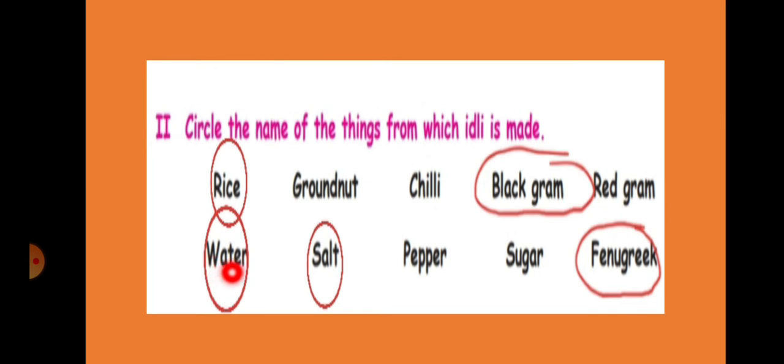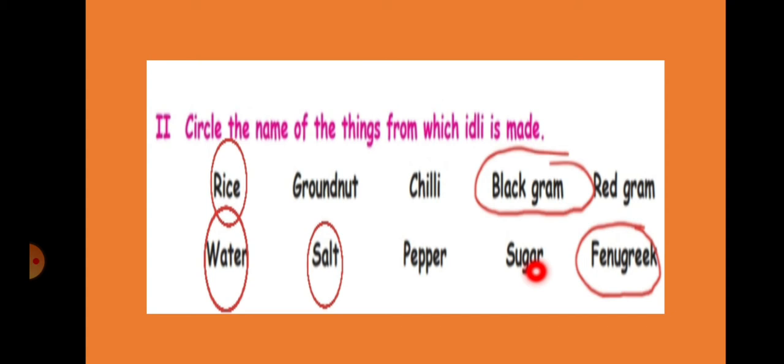Next, water. Yes, we need water for idli, right? We have to use water while grinding and also before grinding. Then salt. Yes, we need salt. In almost all dishes and food items, we need salt. Next, pepper. Do we use pepper? No. So no need to circle pepper. Then sugar.